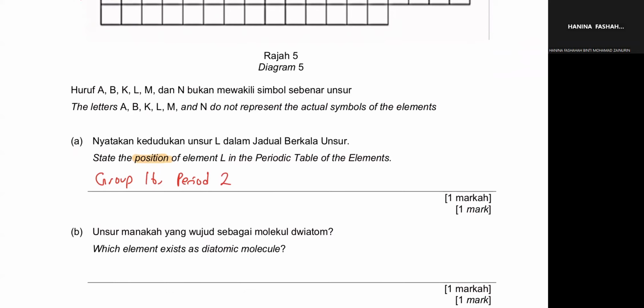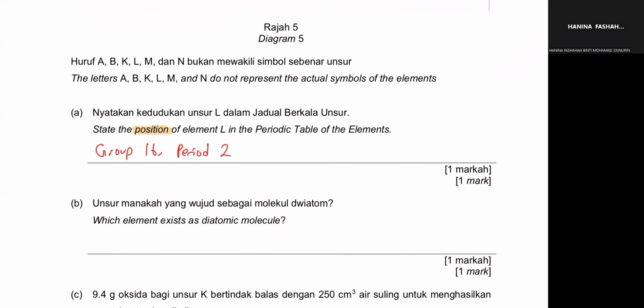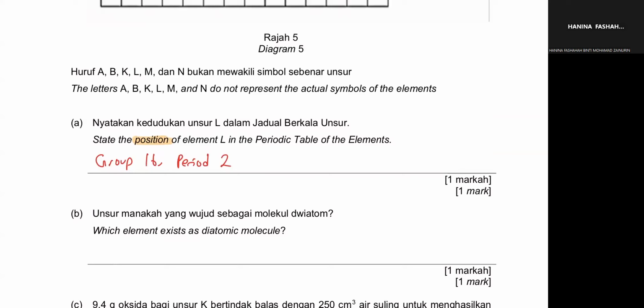Which element exists as a diatomic molecule? Remember, if you see diatomic, you also see monoatomic. Monoatomic is 1 atom, like helium, argon, neon. Normally group 18 elements are monoatomic. If it is diatomic, di means 2. Remember, for example, oxygen, chlorine, fluorine, all that.